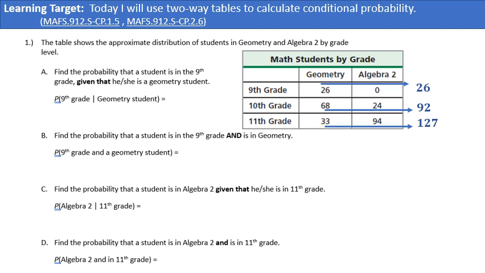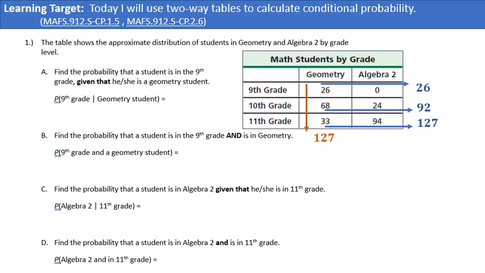All right, so now I'm going to calculate my totals by the subject. How many total geometry students do we have? That would be 26 plus 68 plus 33, and that's 127. If you don't trust me, hit pause, grab your calculator. It's very possible I made a mistake. I might do that on purpose. You never know. Just kidding.